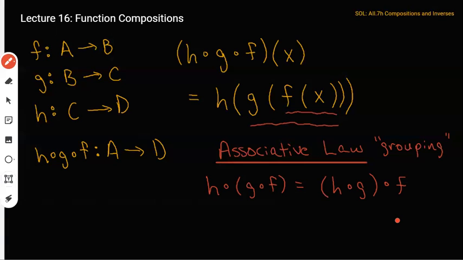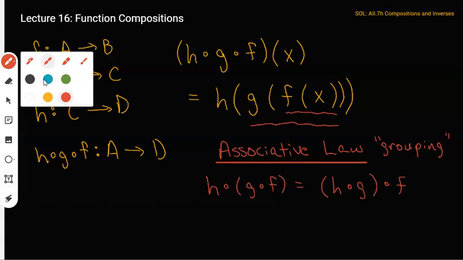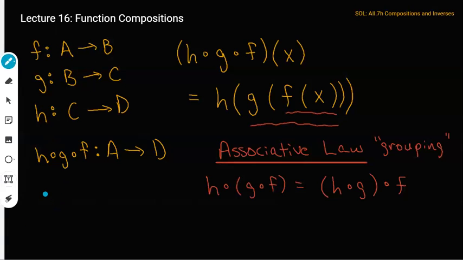Okay, and the last thing that I wanted to say about the notes was the commutative law. Does commutativity hold? So let me change my color to blue. And let's talk about ordering two functions. So let's say we had f and g. Is f of g the same thing as g of f? Can I switch that order around? Well, the answer is no. I can't do that. So function composition is not commutative.